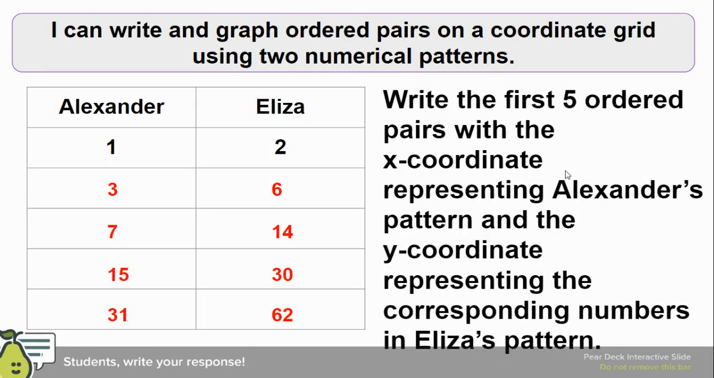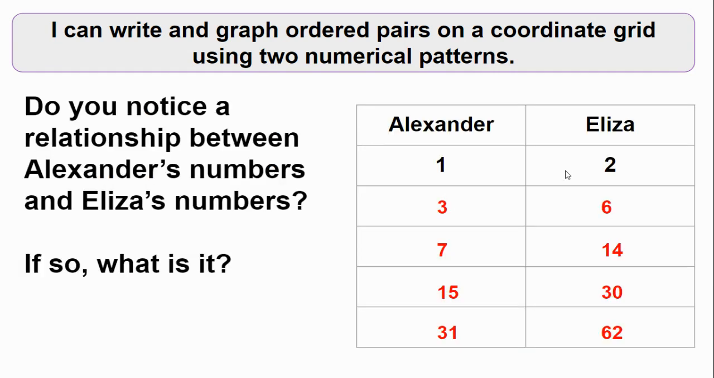It is your job to write down the first 5 ordered pairs with the X coordinate representing Alexander's pattern, and the Y coordinate is going to represent Eliza's pattern. Now, do you notice a relationship between Alexander's numbers and Eliza's numbers? If you do notice a relationship, what is it?